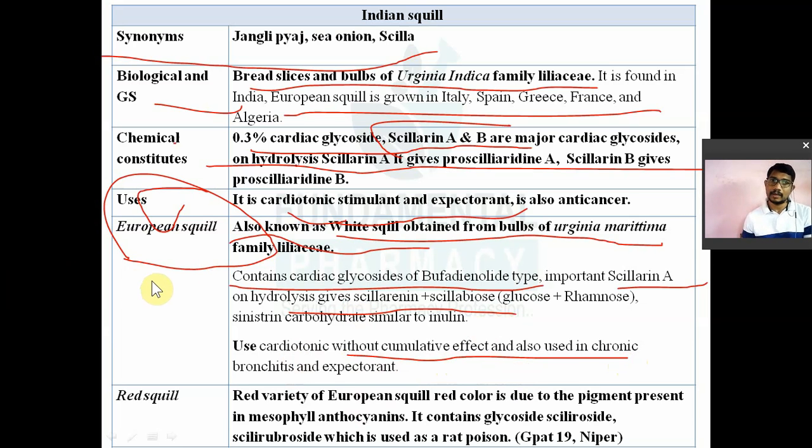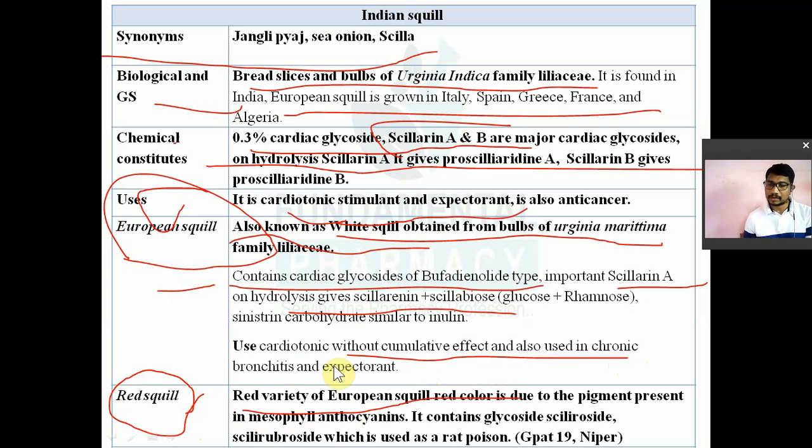What is Indian squill? Urginea indica. What is European squill? Urginea maritima. Uses are almost similar. There is another variety known as red squill. A question has come on this once. Red squill is the red variety of European squill.